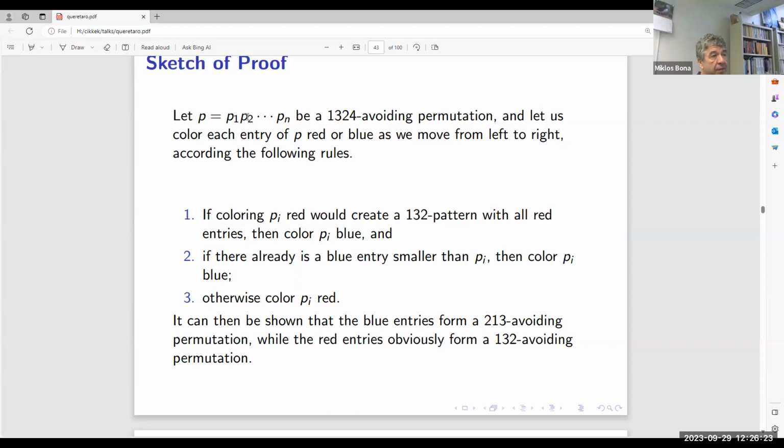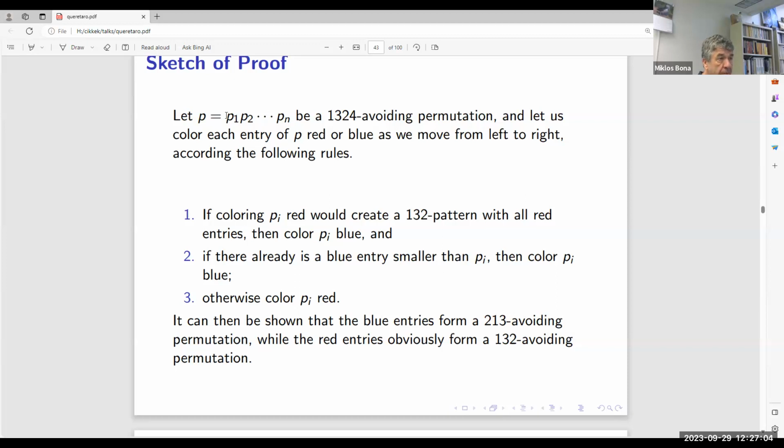The second will always be red. The third one will not be red if that would create a 132, which is red. Otherwise, it would be red. And if the third one became blue, then later you can have other blues if they are bigger than the third one, and so on. So clearly, by this very first rule, the red entries form a 132 avoiding permutation, whereas it can be shown in a paragraph or two that the blue entries form a 213 avoiding permutation. It's not hard to prove, it's much harder to think about it at first.